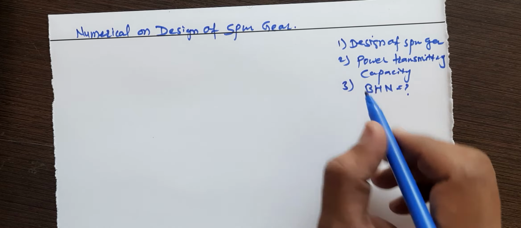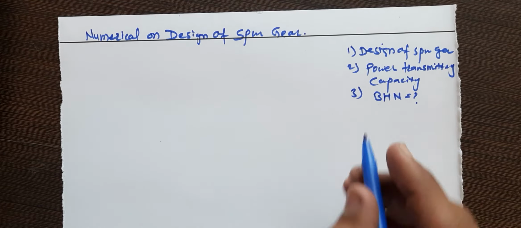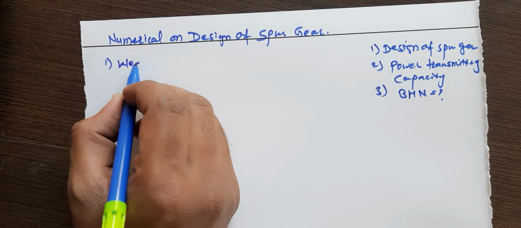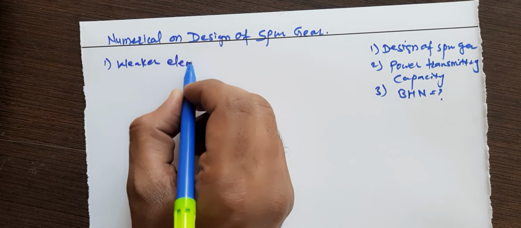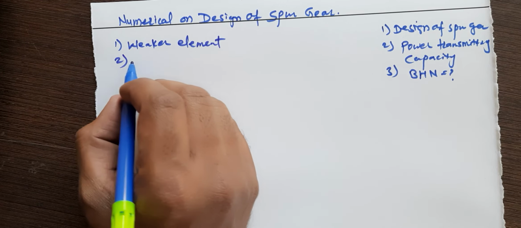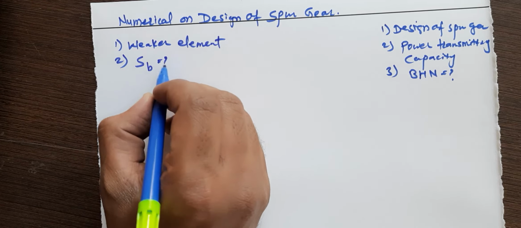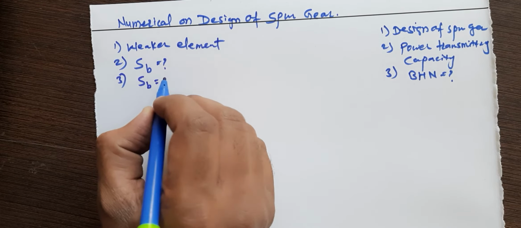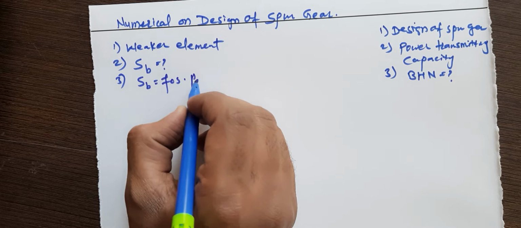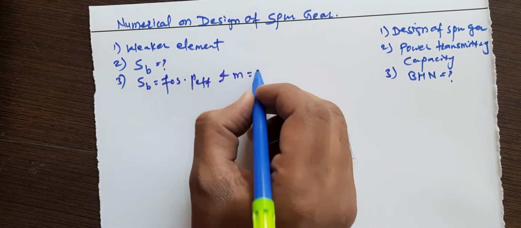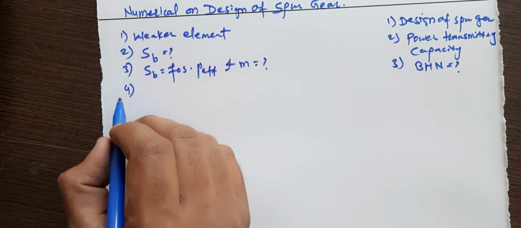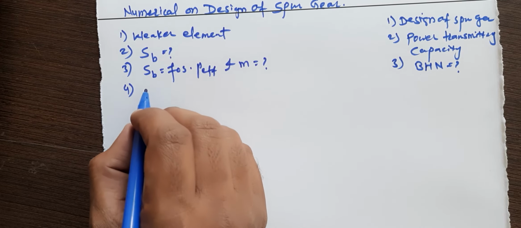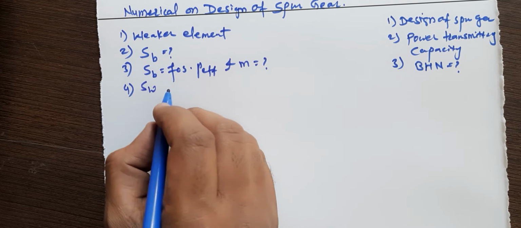In this type of design or numerical, what you need to do is, first step, find your weaker element. Second, you have to find the beam strength of the weaker element. Third, you have to equate this beam strength with factor of safety into P effective, and find the module. After getting the module, you need to find the dimensions of the gear pair. After getting the dimensions, you have to go for the wear strength SW. So wear strength you need to find.